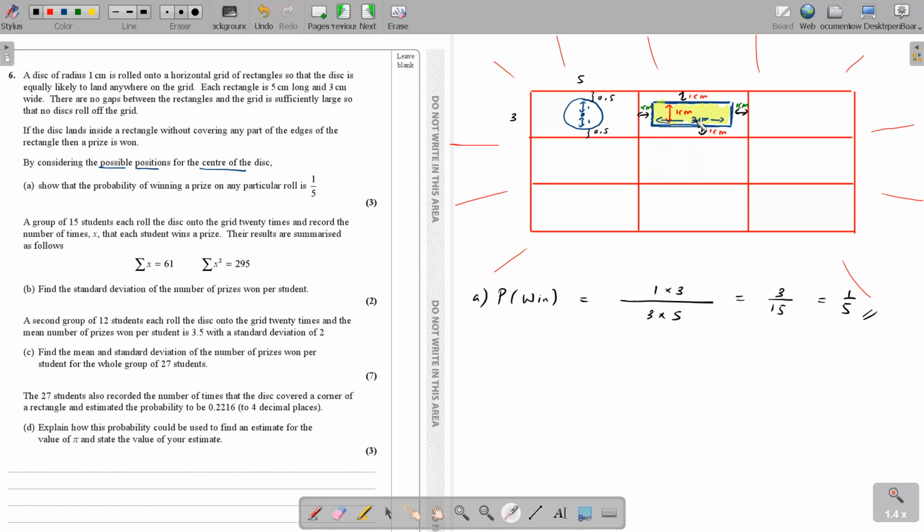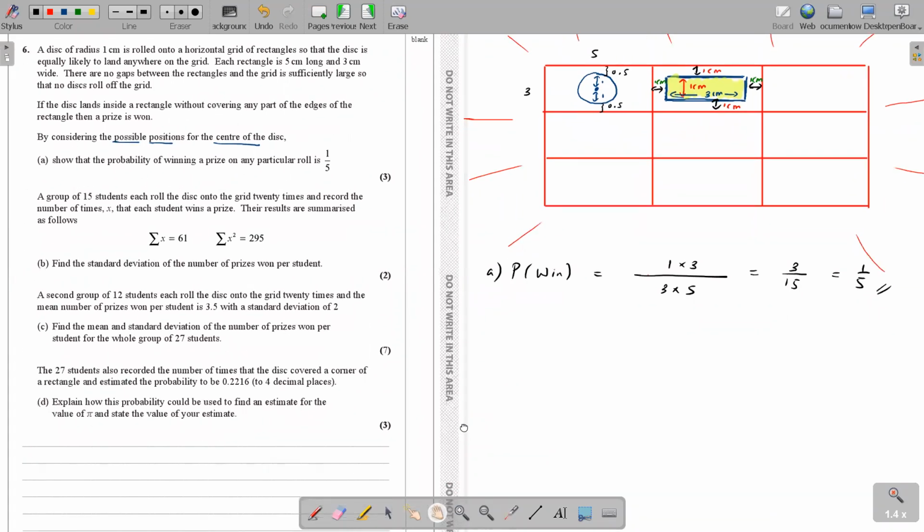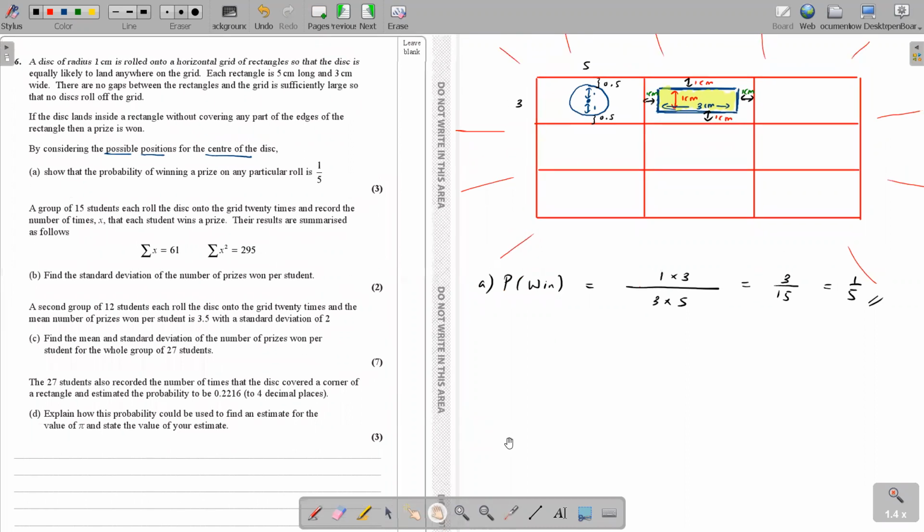So then shall we go for part B? Anyone has any question about that? Dala, anyone has any question about that? You can go. Shall I go to part B? Okay, yeah.